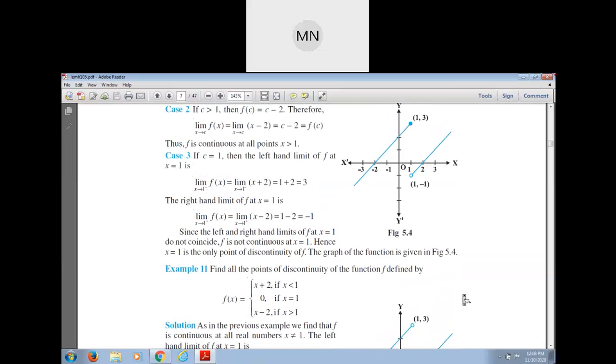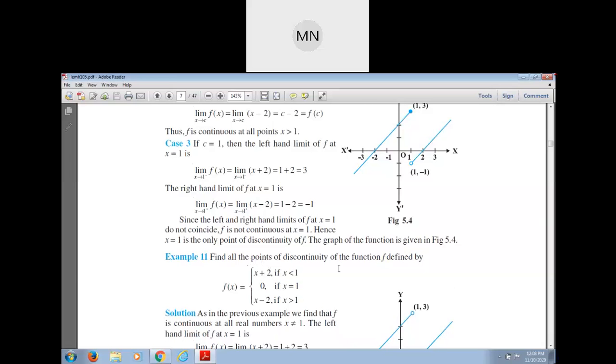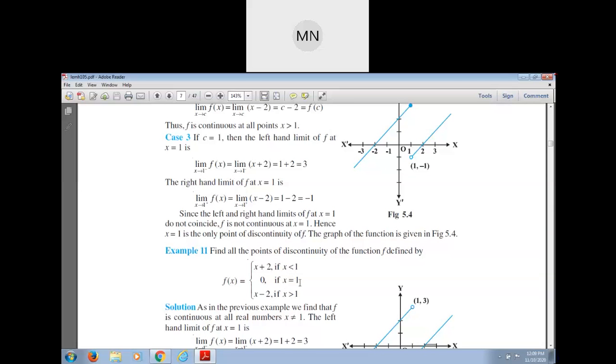And similarly, write this problem also. Find all the points of discontinuity of the function f, which is defined by f of x equals x plus 2 if x is less than 1, 0 if x equals 1, and x minus 2 if x is greater than 1.